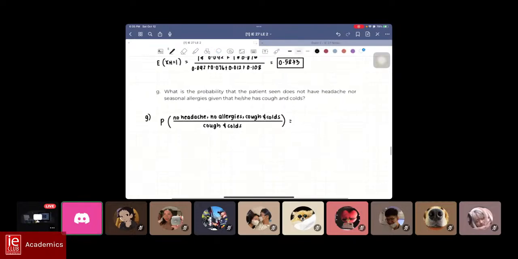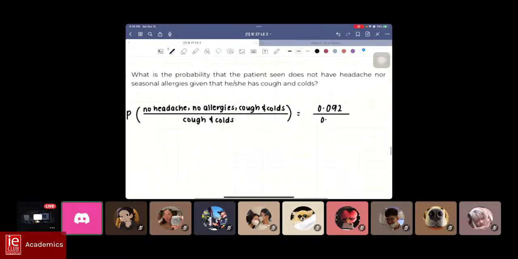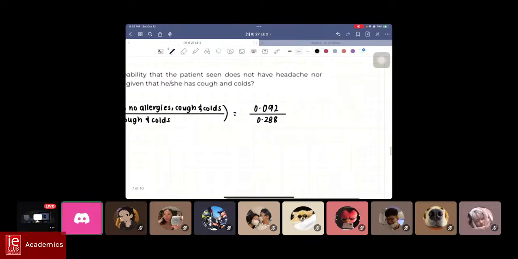And then from earlier, we solved that the probability of cough and colds is equal to this, which is equivalent to 0.288. So this is equal to 0.31944.